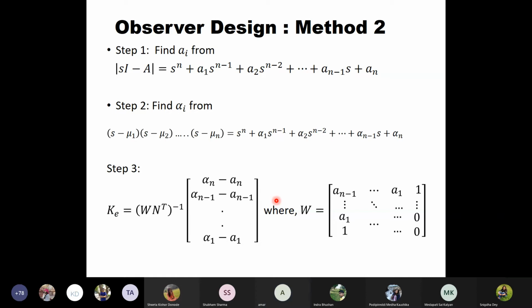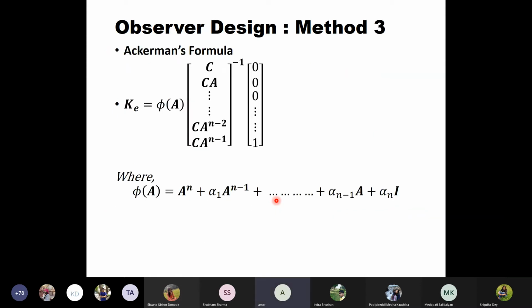The method 3 is called the Ackermann's formula. In Ackermann's formula, we know already K is equal to phi A, C, CA, CA n minus 2, CA n minus 1, inverse of this matrix multiplied by 0, 0, 0, 1. Where phi A will be given by this expression. Phi A will be given by A to the power n plus alpha 1 A to the power n minus 1 plus alpha n minus 1 A plus alpha n I.